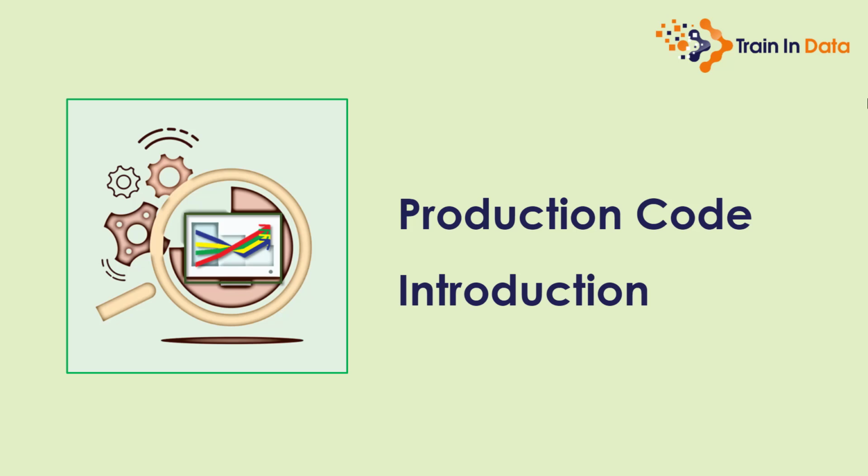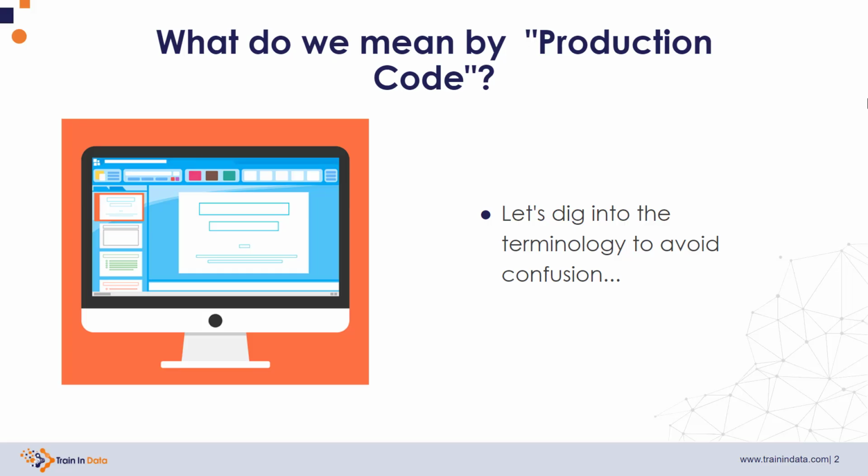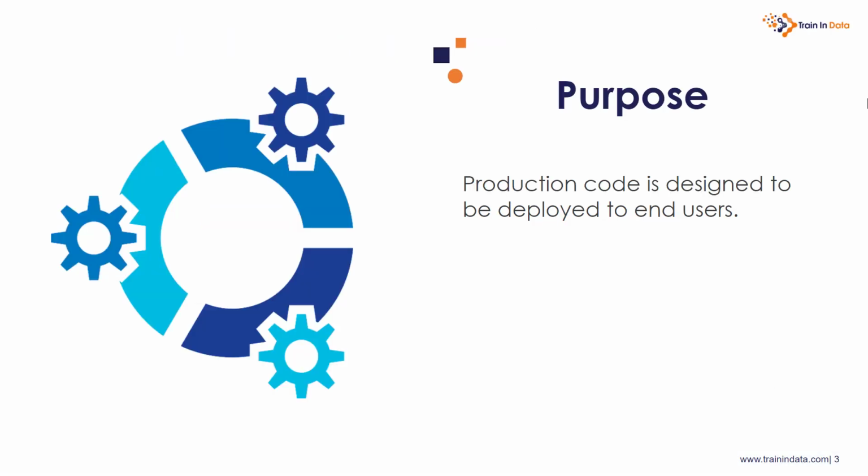Welcome to this section where we'll be moving away from the research environment into the production environment. So what do we mean when we talk about production code? Let's clarify our terminology here. Chiefly, production code is designed to be deployed to end users as opposed to research code, which is for experimentation, building proofs of concept, and research code tends to be more short-term in nature.